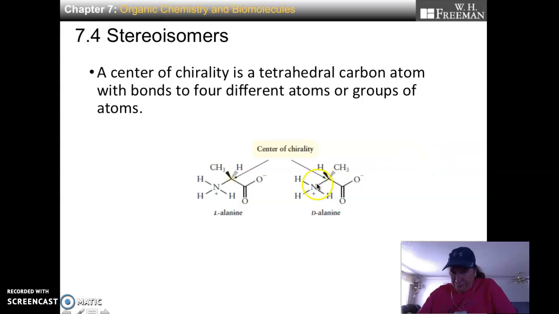So you can see this is the center right here. And they're just opposites of each other. Okay, so L and D. And again, those are stereoisomers. They're the same molecule. They're just flipped. And they react differently. We're not going to worry about it because we're not really talking about reactions. This is a 100 level organic.